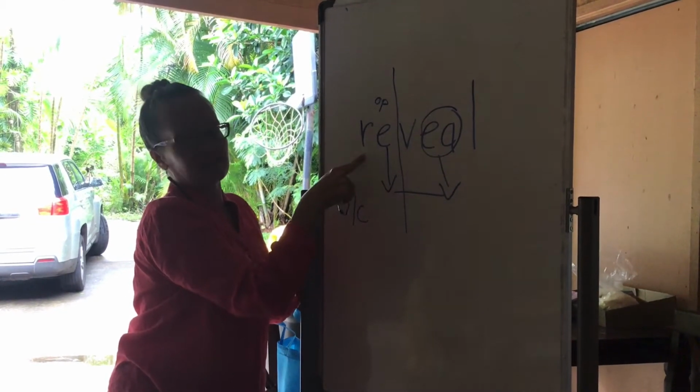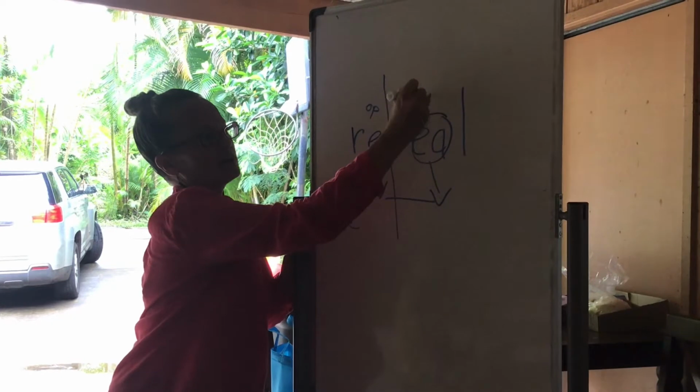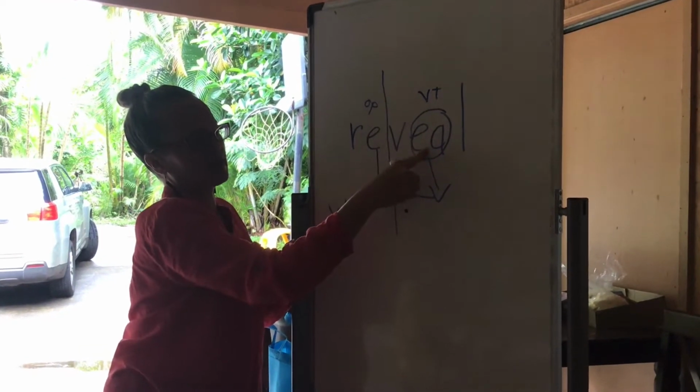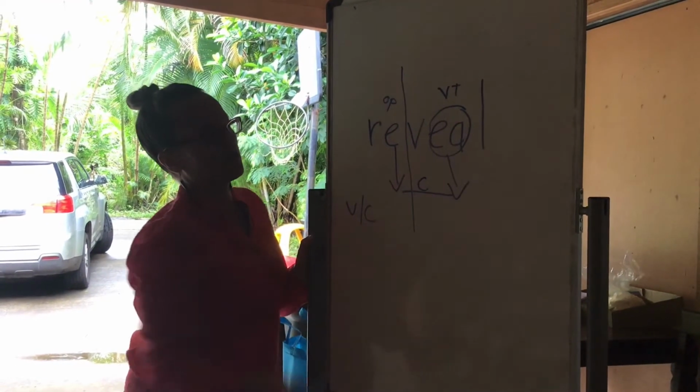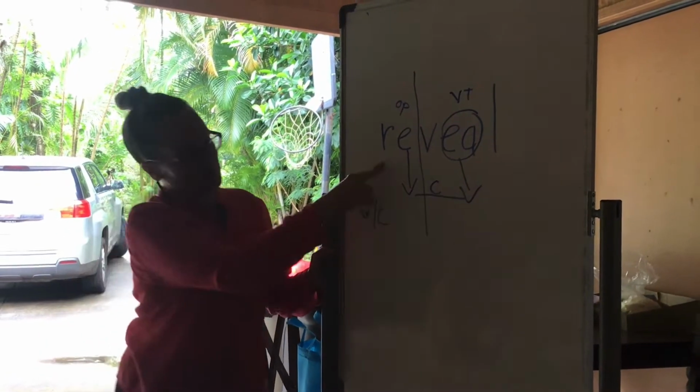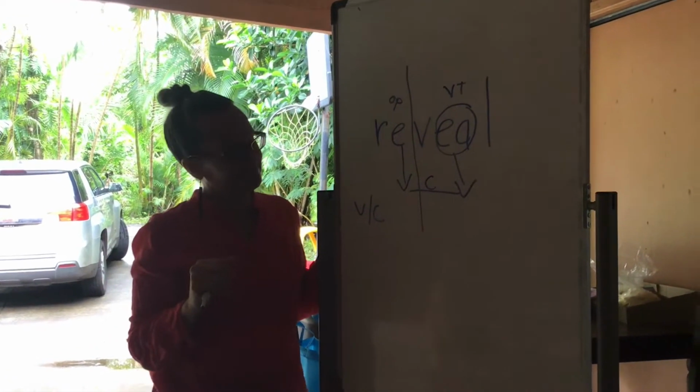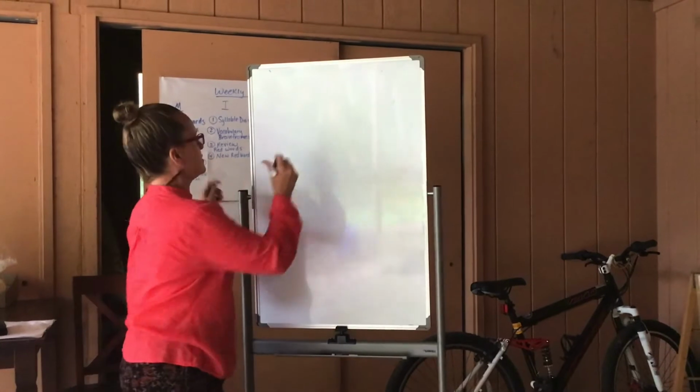Reveal. Well, we're not there yet, but yeah. This is the vowel team that makes it say E. E. So, again, what is the word? Reveal. It's been revealed. The word that we're going to do, write it big.